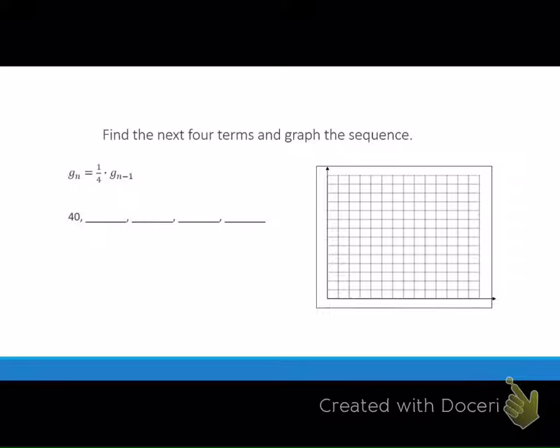All right, last one. Find the next 4 terms and then we're going to graph it. So, what does it tell us to do to find the next 4 terms? Multiply by what, Jordan? Okay, Mike, multiply 40 by 1/4, what is it?